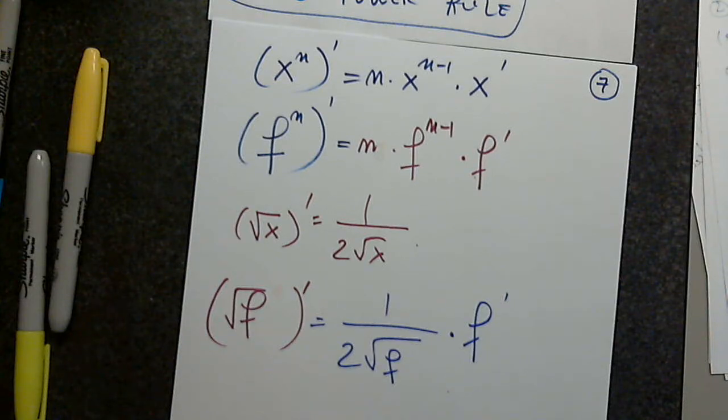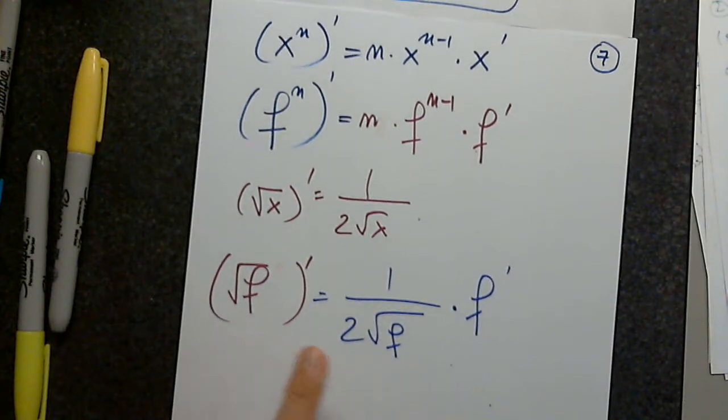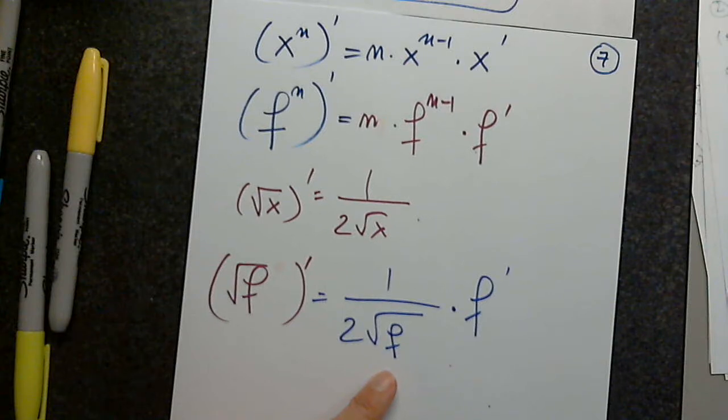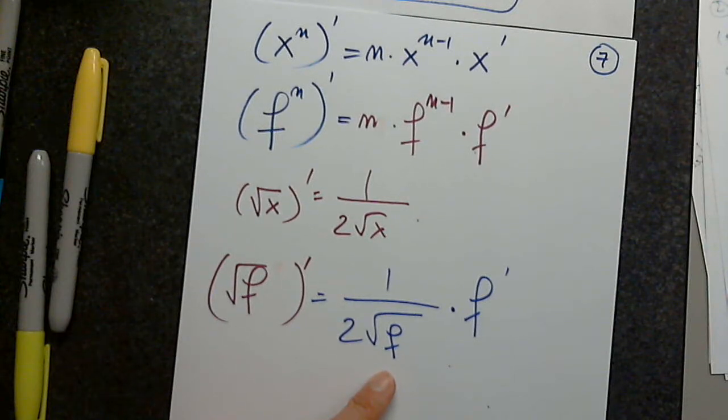This is another example in which the chain rule is combined with the power rule. What is the power on this function? Exactly. So this is again a combo with the chain rule with the power rule.